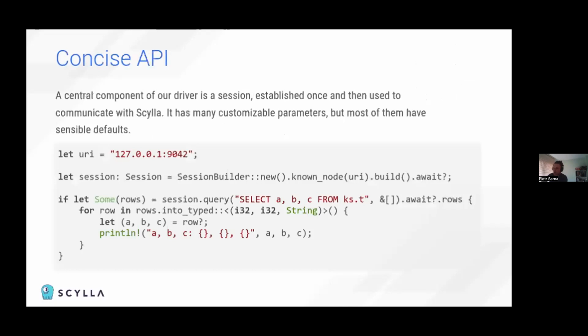Now, we want the interface of our driver to be straightforward, but powerful at the same time. So many of the details can be configured, but we also provide default values for everything that makes sense. For instance, when a user wants to establish a CQL session with ScyllaDB, the only required parameter is the address of one of the nodes, and that's it. A session is pretty much everything that the user needs to create to start communicating with the database and using it. And with the help of a session, it's possible to send requests and to receive results.